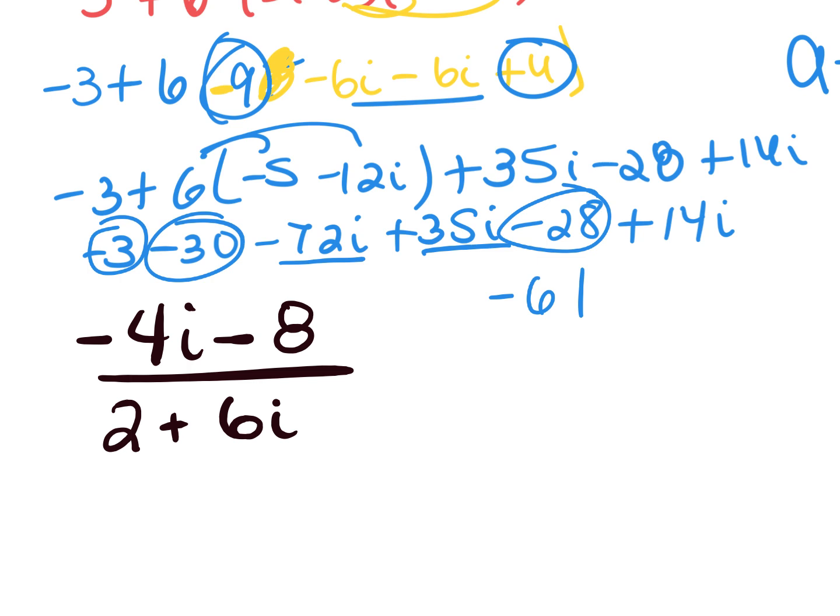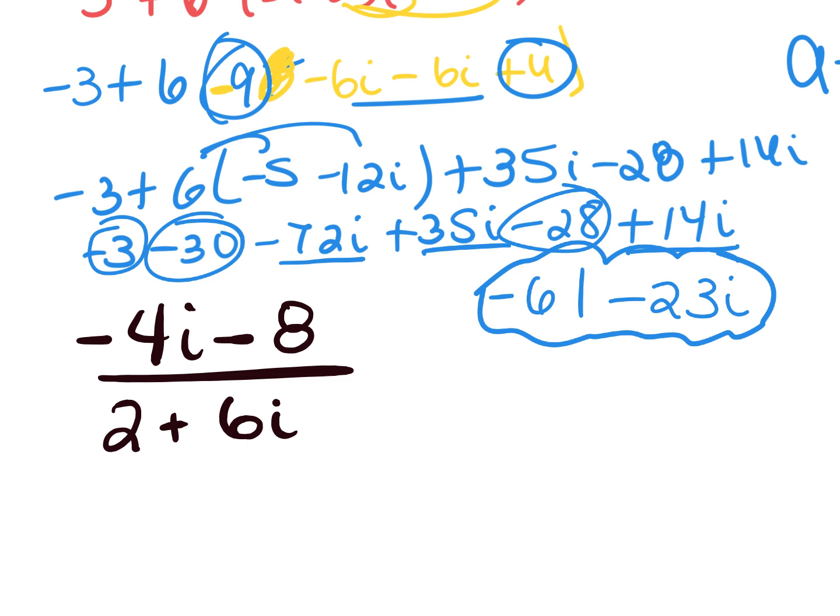Negative 37. Okay. Negative 37 plus 14 negative 23i. And there's your answer. Can you combine any more? No. Real is in front. Imaginary is the second thing.